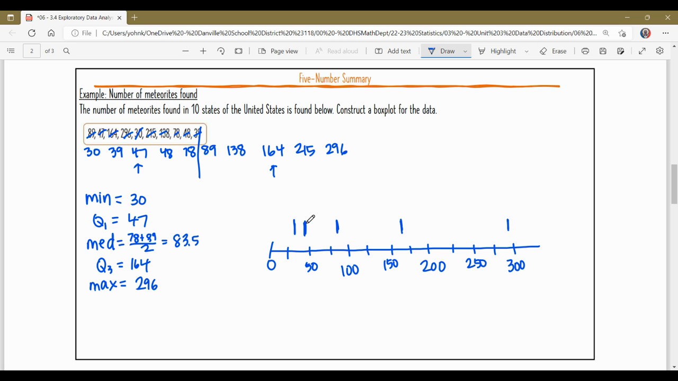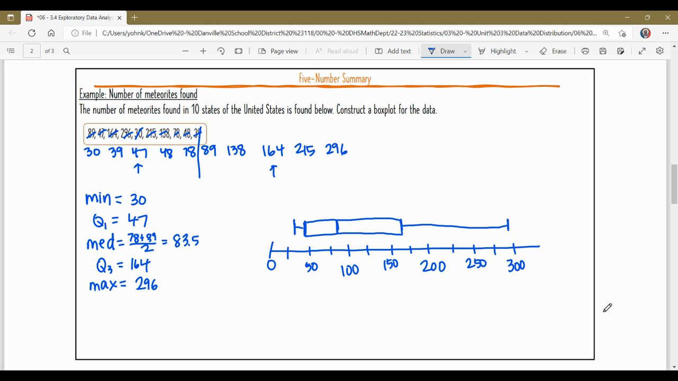Once you get your five marks for your five numbers, you connect the middle three into a box. And then you connect the whiskers through the middle. There is your box plot.